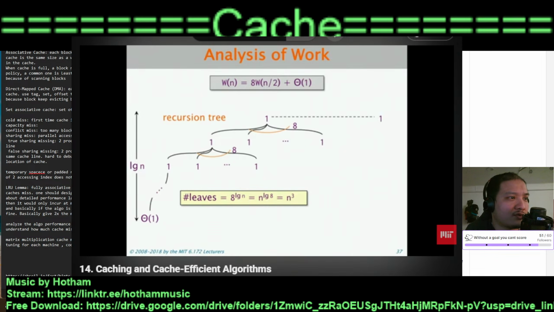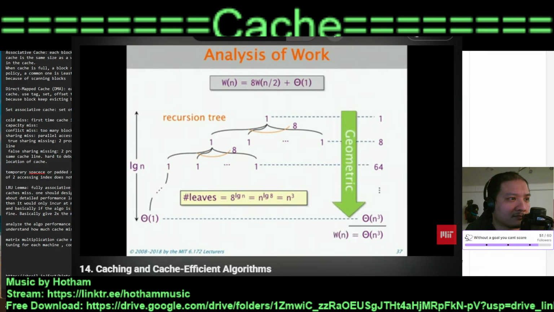The amount of work I'm doing at the top level is constant, so I'm just going to say 1 here. At the next level, it's 8 times that, then 64. And then when I get to the leaves, it's going to be theta of n cubed, since I have n cubed leaves, and they're all doing constant work. The work is geometrically increasing as I go down the recursion tree, so the overall work is dominated by the work I need to do at the leaves. So the overall work is just going to be theta of n cubed. And this is the same as the looping versions of matrix multiply. They're all cubic work.